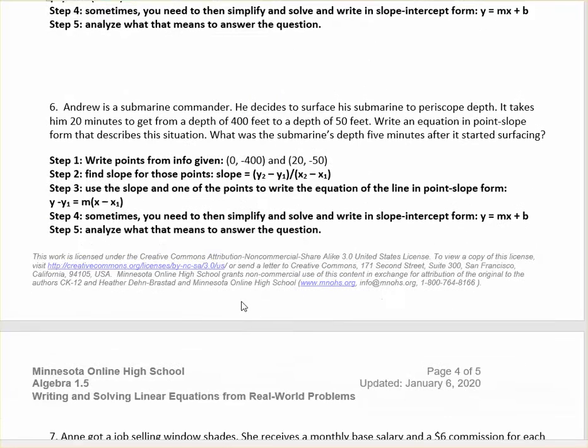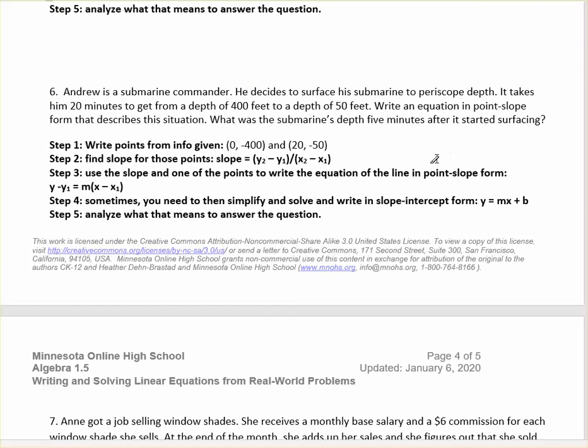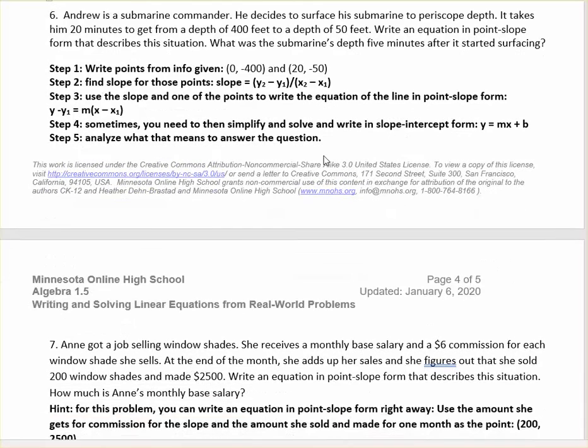I want to look down at number 6. I put the points in for number 6 because this deals with a submarine that is surfacing, so it's below water. So I wanted to make sure that you notice that a depth of 400 feet would be negative 400, and a depth of 50 feet would be negative 50. Also, they only give us one time. It takes him 20 minutes. So he's starting at 0 minutes, and he's at negative 400 feet. And then 20 minutes later, he's at negative 50. So I helped you set up the points for this one, and then you'll do the rest of the problem similar.